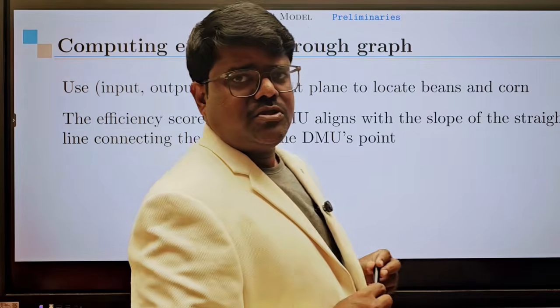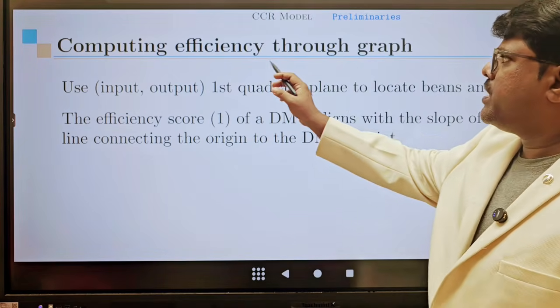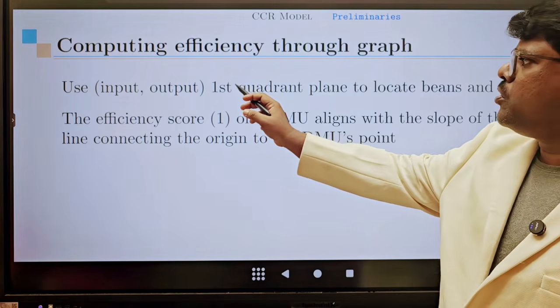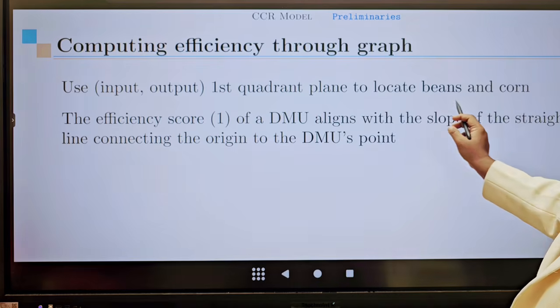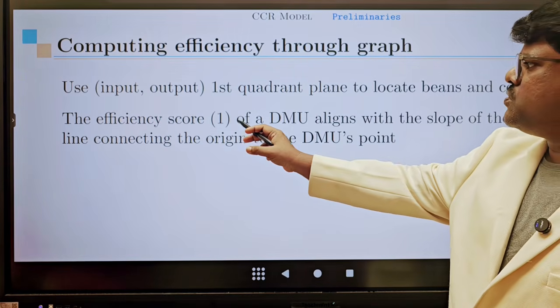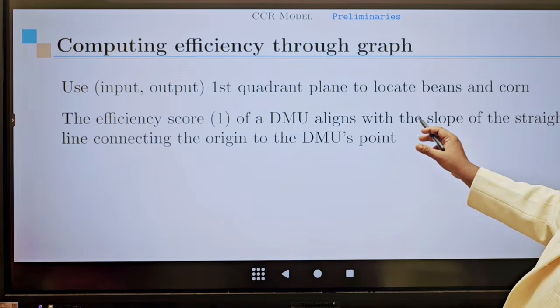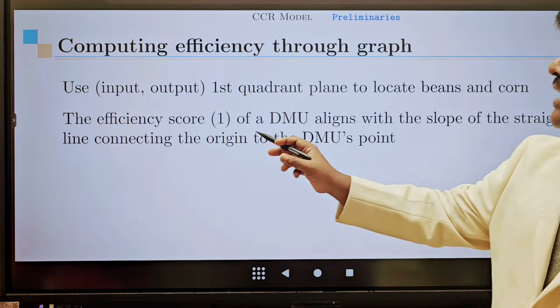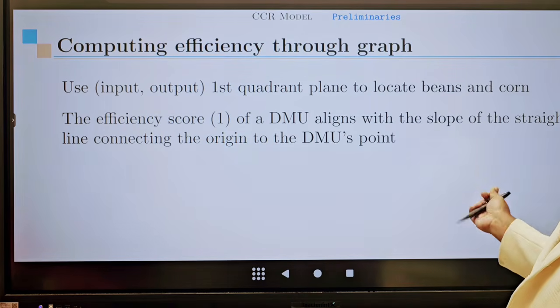Computing the efficiency through graph. Use input and output in the first quadrant plane to locate beans and corn. The efficiency score 1 of a DMU aligns with the best slope of the straight line connecting the origin to the DMU's point.